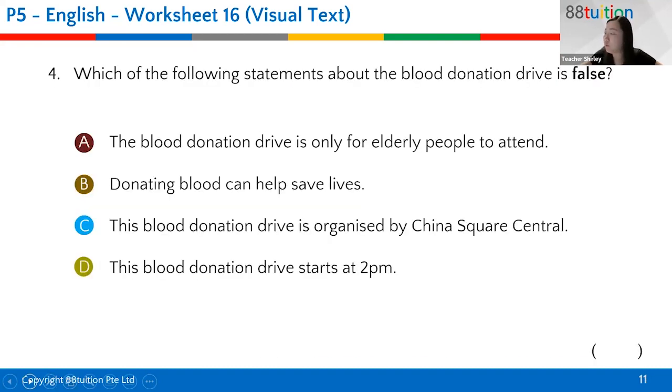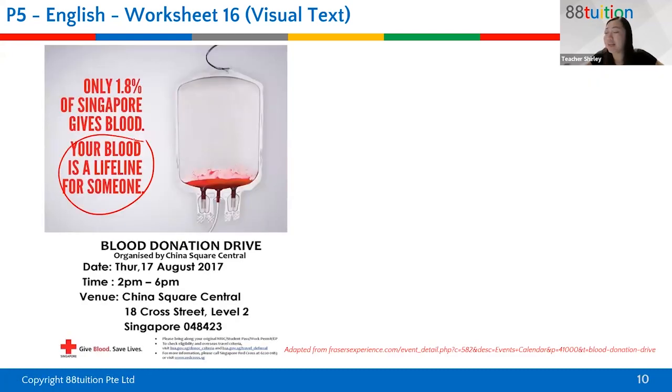Good. Okay, now which one? Number 4. Which of the following statements about the blood donation drive is false? Okay, so we're looking for a false statement. Jerusha, call someone else. Liana. The blood donation drive is only for elderly people to attend. A, yeah. Okay, the rest are correct. Donating blood can save lives, right? How do you know? Because it says your blood is a lifeline.